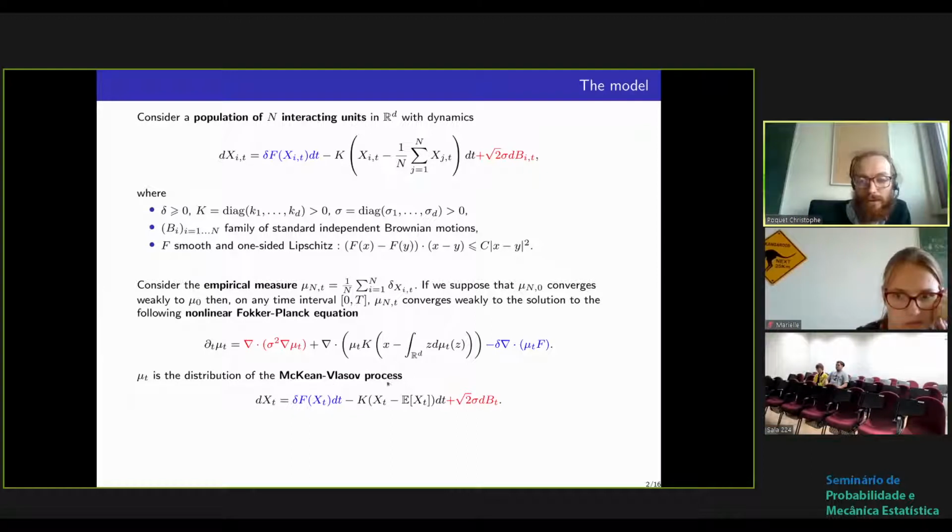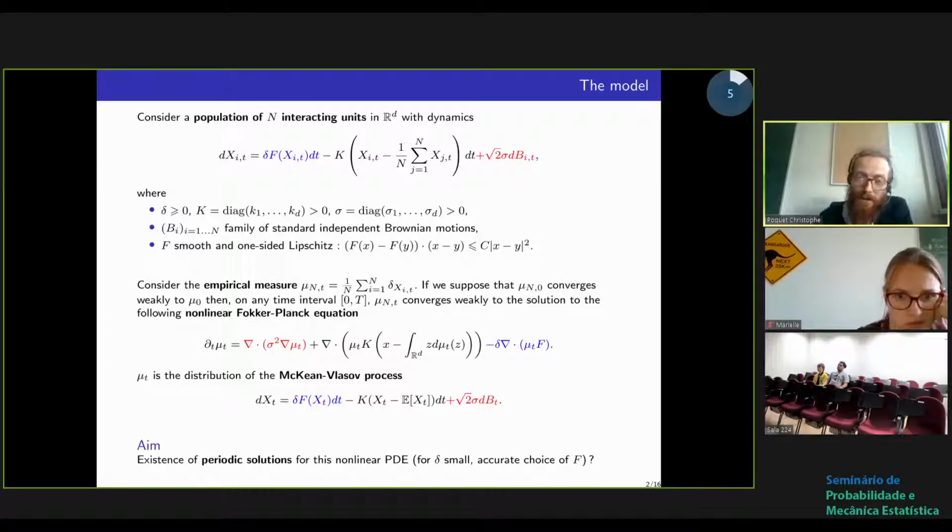He showed that, in fact, if you look at one particle at the limit, it follows this evolution. Okay, so we have a large population of units. If you're looking at the empirical measure, the limit is given by this evolution, this PDE here with these three terms. And the question is, what can we say about the dynamics of this PDE?